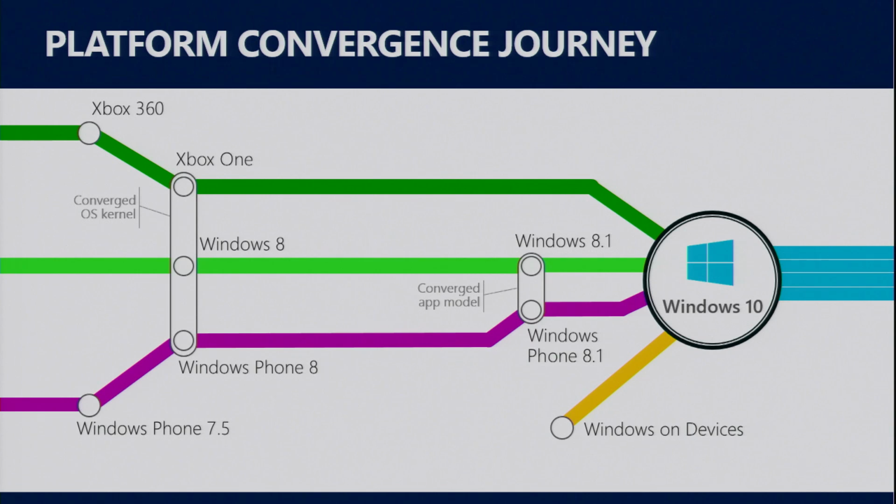On our gaming console, Xbox 360, on our desktop OS, at that time it was Windows 7, and then for Windows Phone, we have Windows Phone 7, Windows Phone 7.5, which was based on Windows CE. So all these 3 platforms are using different OS, different kernels, okay? They are completely different.